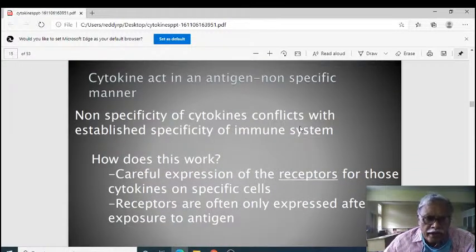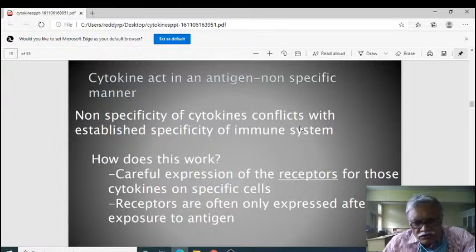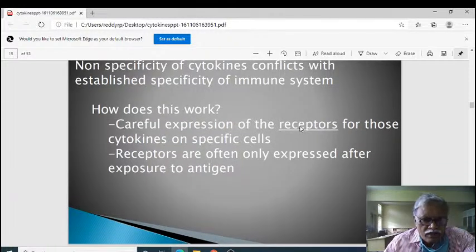The cytokines act in an antigen non-specific manner. The non-specificity of cytokines is reconciled with the specificity of the immune system. How does this work? Careful expression of the receptors for those cytokines on specific cells, and then receptors are often only expressed after exposure to antigen.